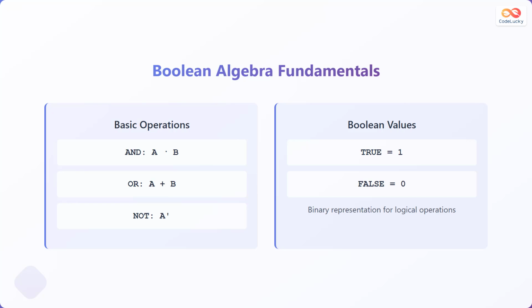Let's start with the fundamentals of Boolean algebra. The basic operations include AND, represented as a dot b, OR, represented as a plus b, and NOT, represented as a prime. In Boolean algebra, we deal with Boolean values where true is represented by 1 and false is represented by 0. These binary representations are used for logical operations.